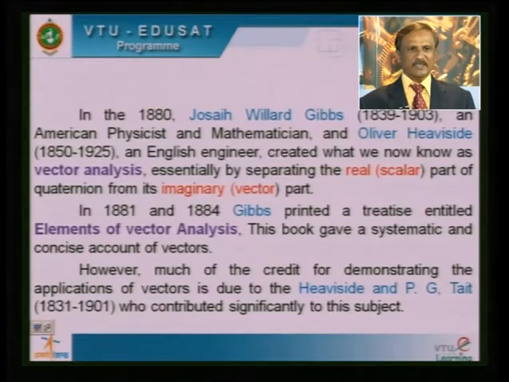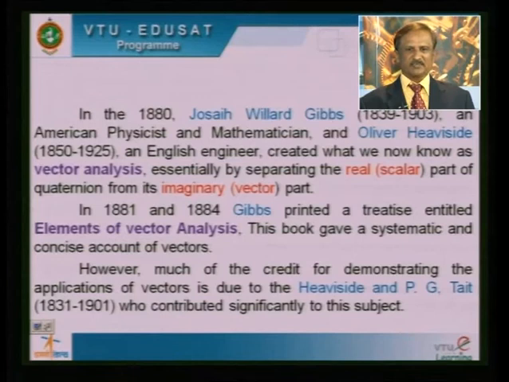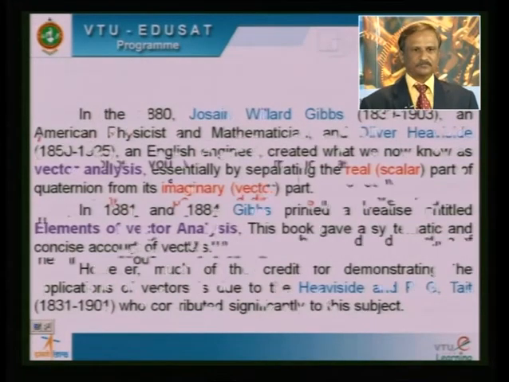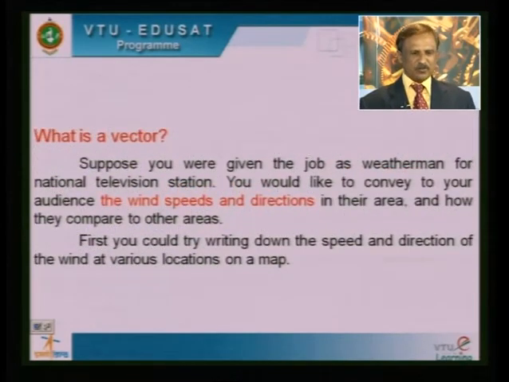In 1881 and 1884, Gibbs printed a work entitled Elements of Vector Analysis. This book gives a systematic, concise account of vectors. However, much of the credit for demonstrating the applications of vectors is due to Heaviside and Tate, 1831 to 1901, who contributed significantly to this subject. Is it clear? So we have just gone through the history of vectors. All right.